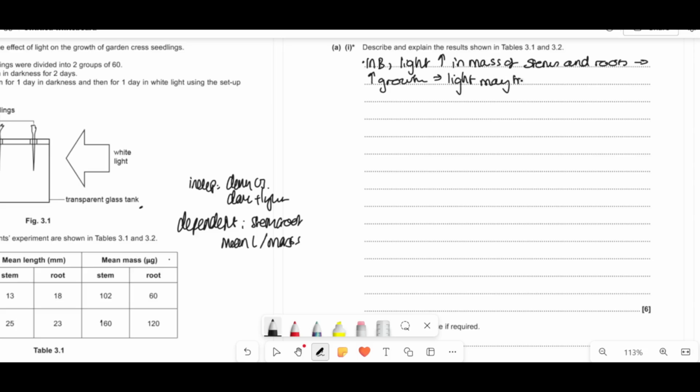Light may trigger germination, and this could increase the rate of photosynthesis, because we're talking about them growing, right? And the way they're going to grow is eventually by having photosynthesis happen, which means more carbohydrates and more biomass, right? Cool. So that's that first one explained.